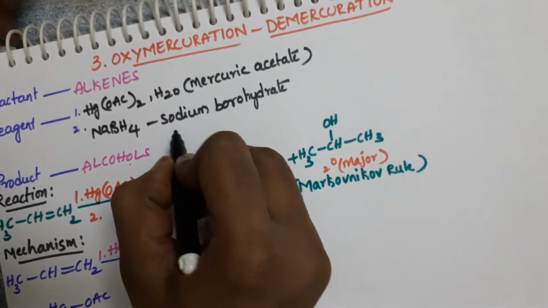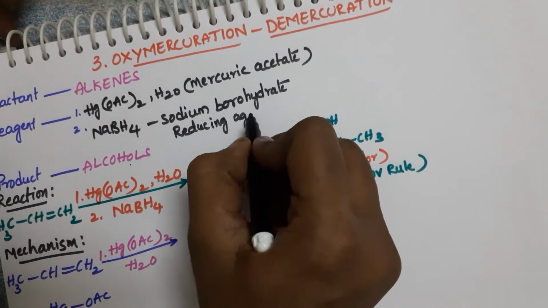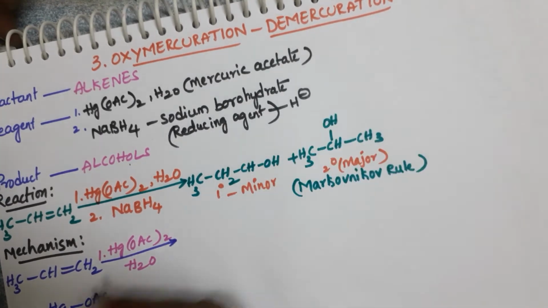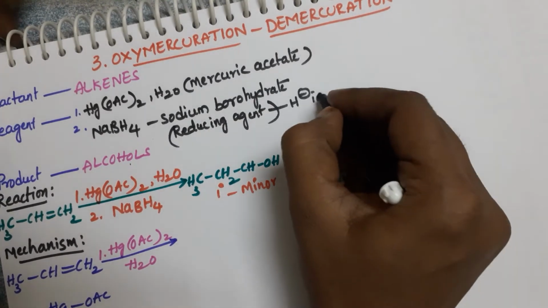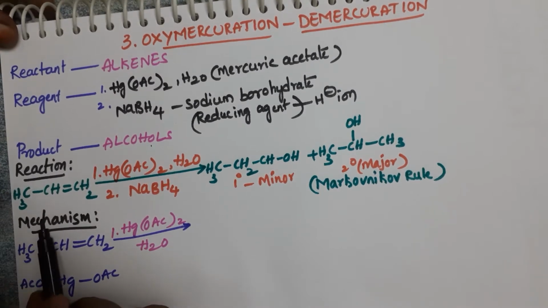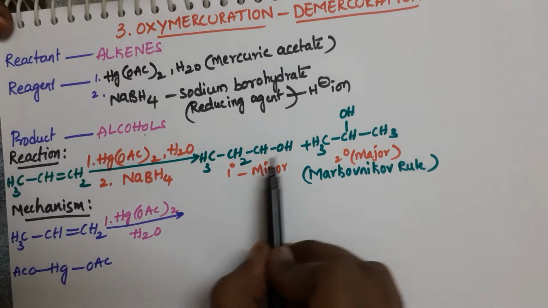This sodium borohydride is a reducing agent. A reducing agent can provide a hydride ion, H minus ion, that is hydride ion. Coming to the reaction, here I am taking an unsymmetrical alkene. When the reagent attacks, we get two types of product.